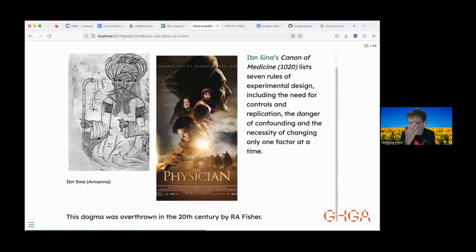In fact, this dogma was a little bit overdrawn in the 20th century by R.A. Fisher, with the theory of linear models and design matrices, where there is an analysis of variance. It is possible to look at experiments in meaningful ways where we have covariation of multiple factors at the same time.